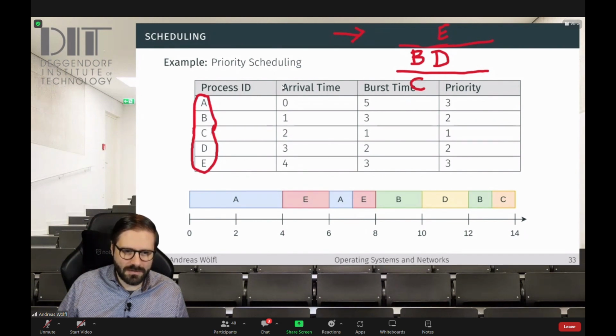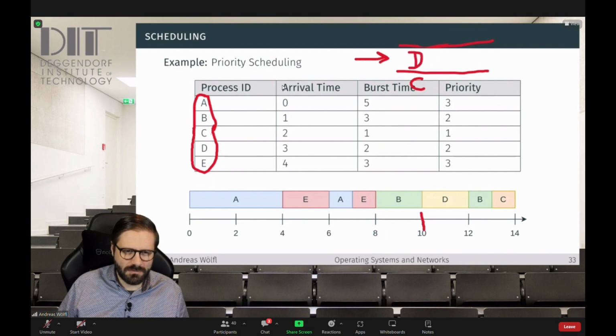At time 8, E is removed because E finished its 3. So we start executing priority 2 here. There we have B and D. So B runs for a time unit until time unit 10.